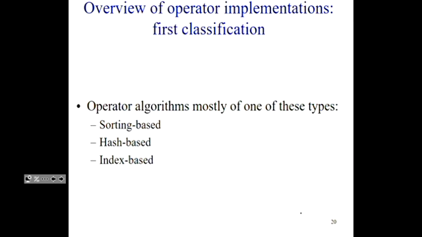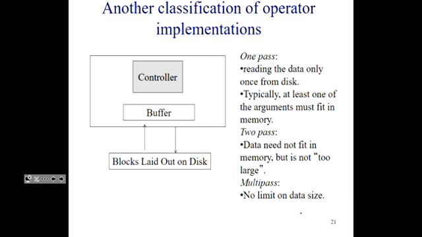So the first overview of general operator implementation, the first classification is based on whether you use a sorting based method, a hash based method, or an index based method. And I'll get into what each of these mean in a little bit. The other classification is based on number of passes. The first classification here is one pass. So you read the data only once from disk. For this to work, at least one of the arguments must fit in memory, and I'll tell you why. The two-pass alternative is when the data need not fit in memory but is not too large.